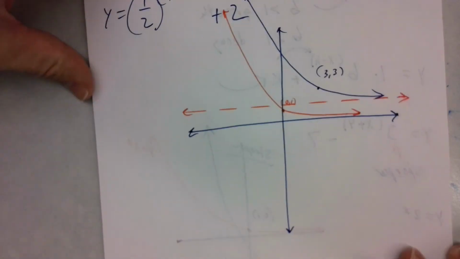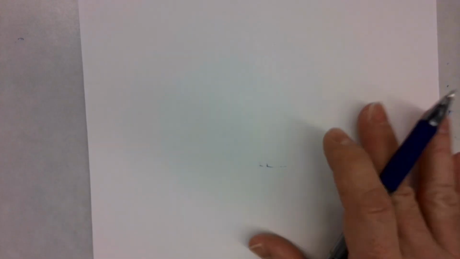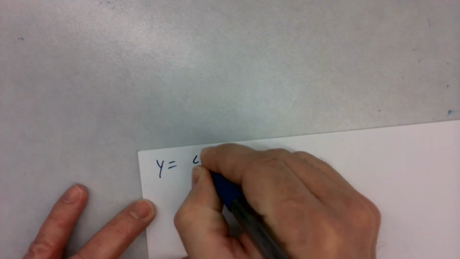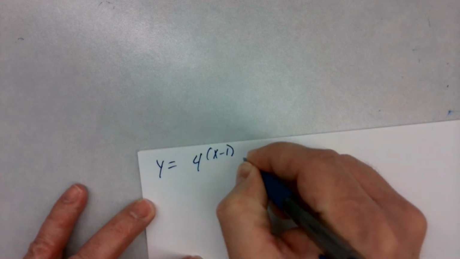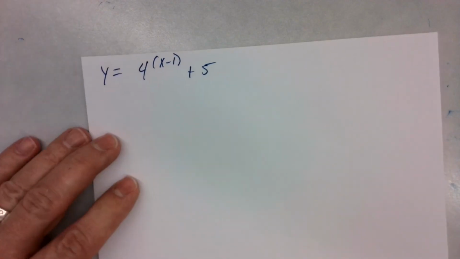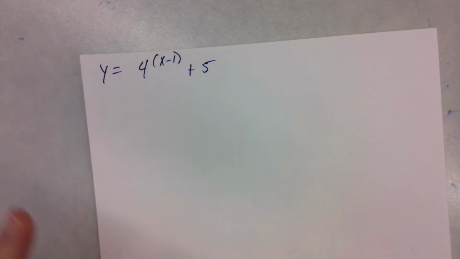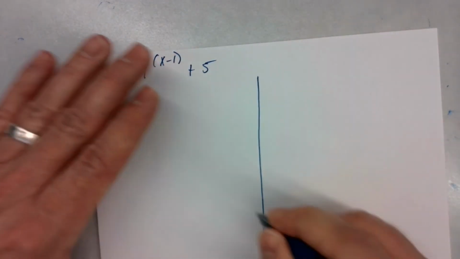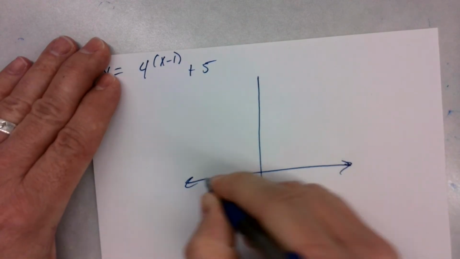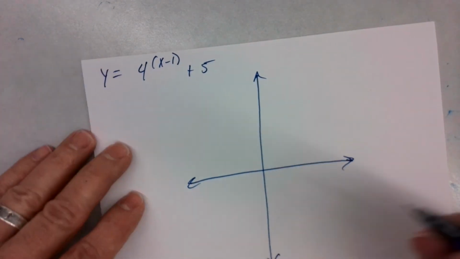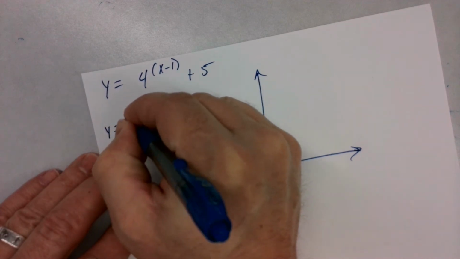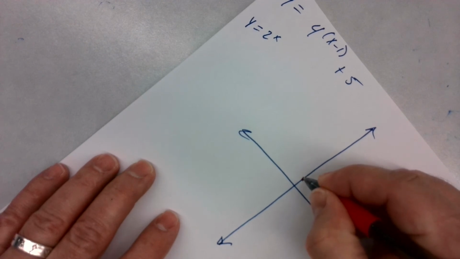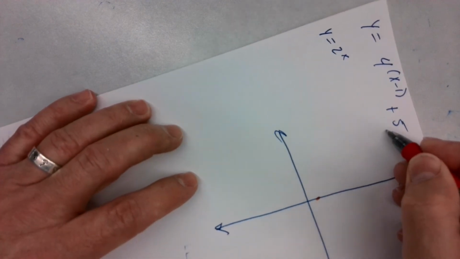Okay? So let's do this. Let's go y equals 4 to the x minus 1 plus 5. So say I've got that. Now, if I were to say, okay, let's compare these two. Now, standard parent function would have been, let's just say it's y equals 2 to the x, just general, right? So we've still got, that's at 0, 1.